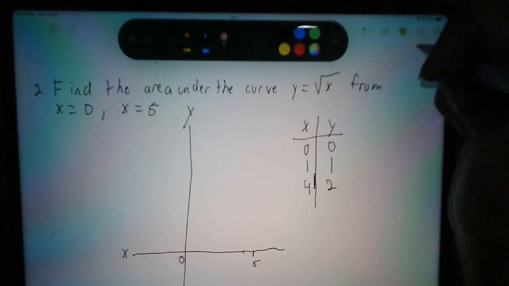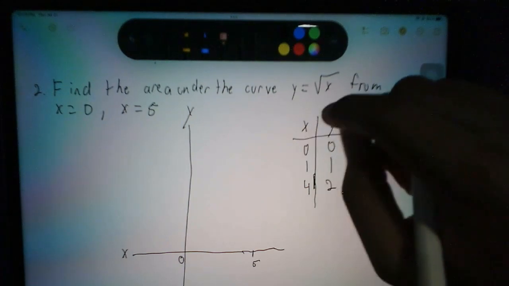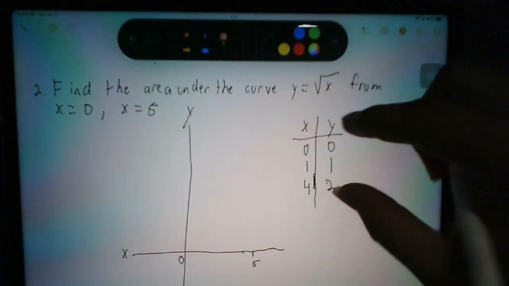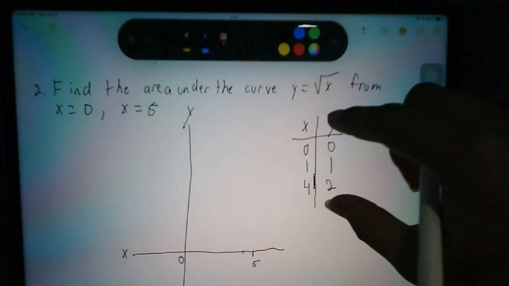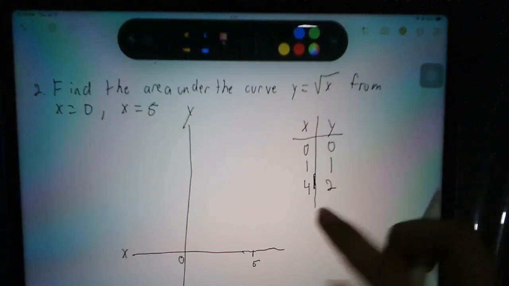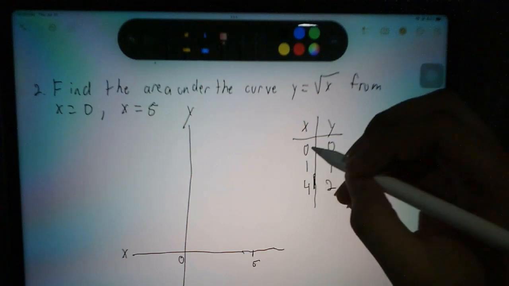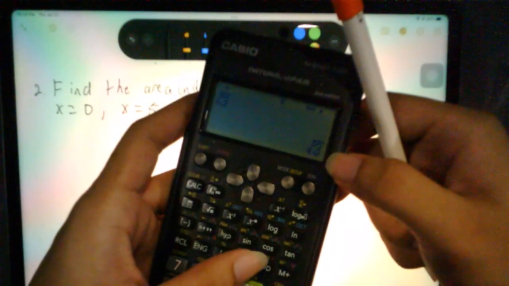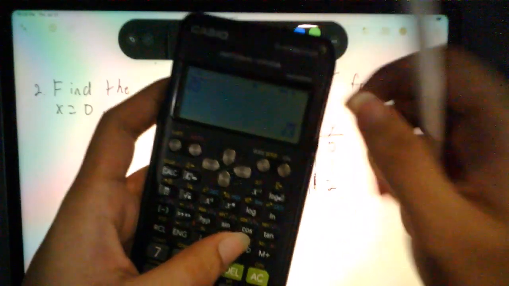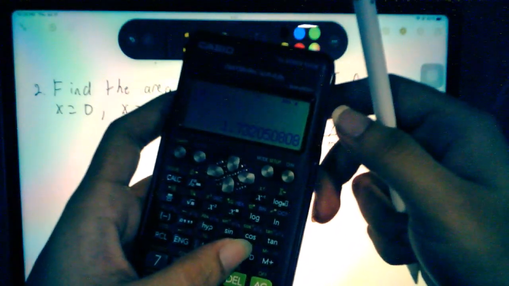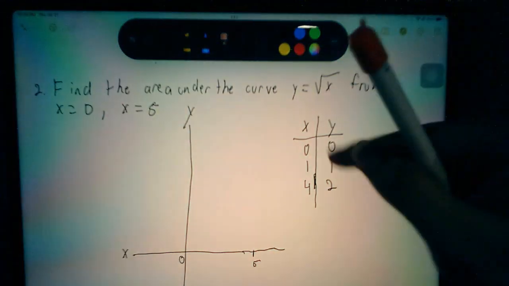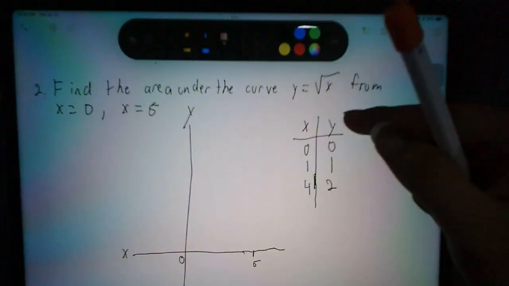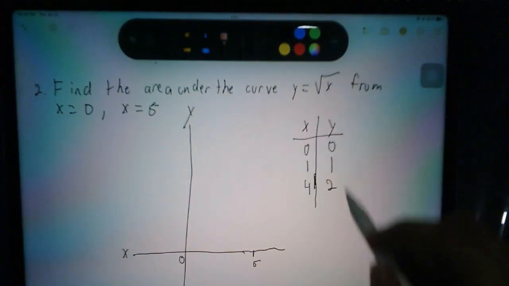So I recommend you guys plot the tabular method from x to y. For example, let's say our x equals 3. Let me show you my calculator. So square root of 3. There is no value, which is no whole number, I mean. So I recommend you guys put in a value that has a whole number when substituting.